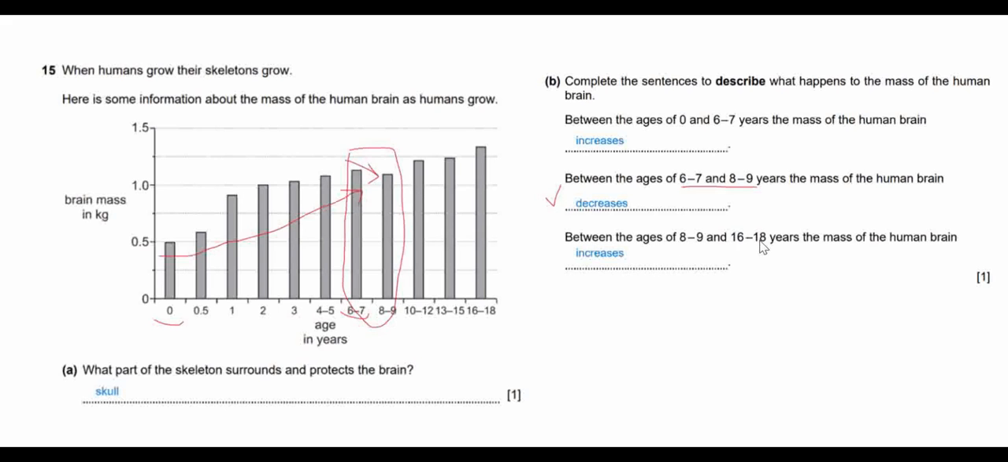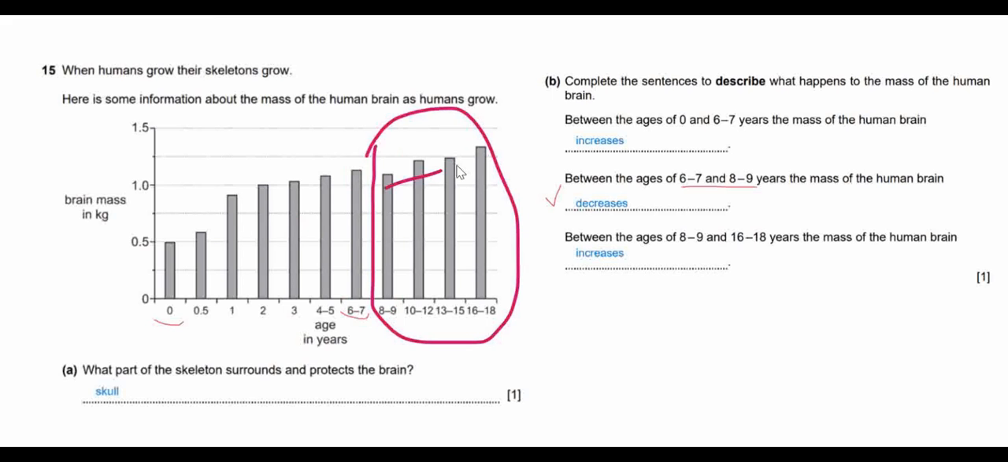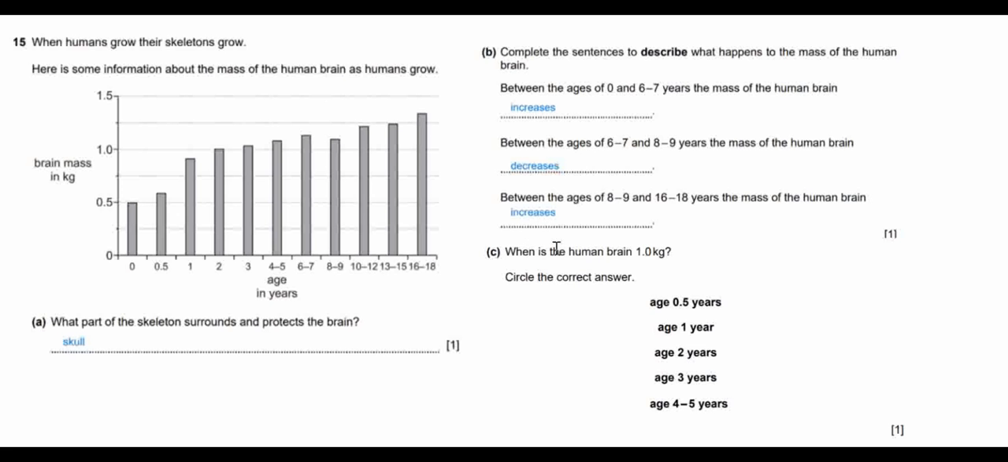8 to 9 to 16 till 18. Let's erase this one. So 8 to 9 till 18, now it also still increases. So that will be the answer. Next. Okay, 15C. When is the human brain 1.0 kilograms? Circle the correct answer. Is it age 0.5 years, age 1 year, age 2 years, age 3 years, or age 4 to 5 years? 10 seconds from now.